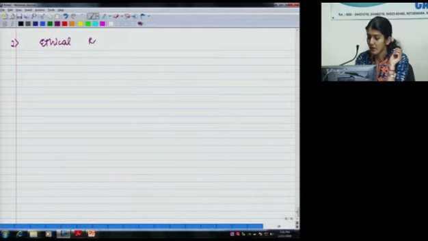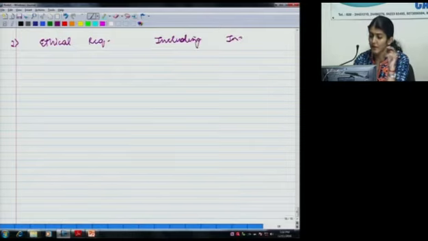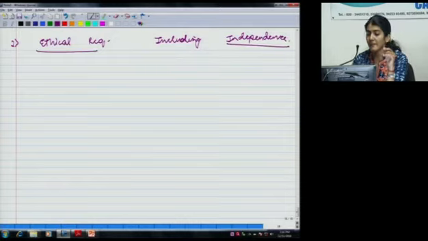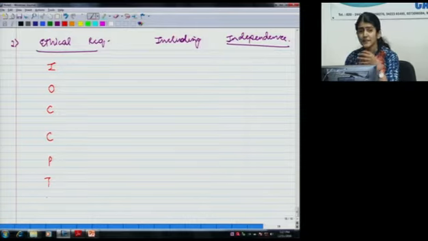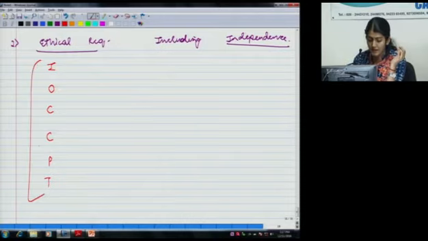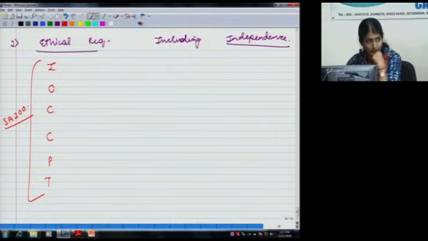Ethical requirements. So again, everywhere, what am I going to say? The firm should have policies and procedures in order to ensure that the firm and its personnel comply with the ethical requirements, including independence. Ethical requirements, those being IOC CPT: Integrity, objectivity, professional competence and due care, confidentiality, professional behavior and technical standards. We did it in 200, no? You understand? So ethical requirements.